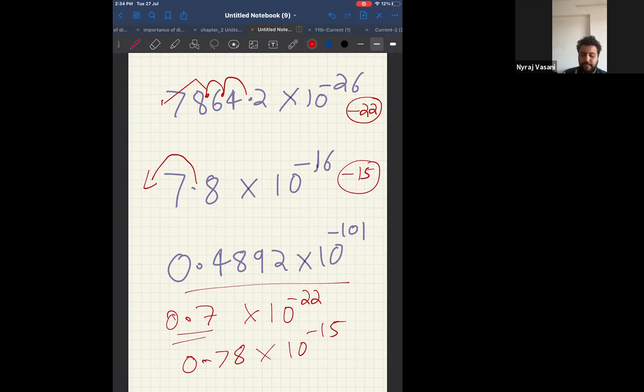See the last case, 0.4892 into 10 power minus 101. Now, in that case, can I say 0.4892 is anywhere between 0.5 and 5? Correct? Therefore, can I say the answer can directly be written as minus 101? Check. Now tell me how many of you got the right answer for these three: minus 22, minus 15, and minus 101.